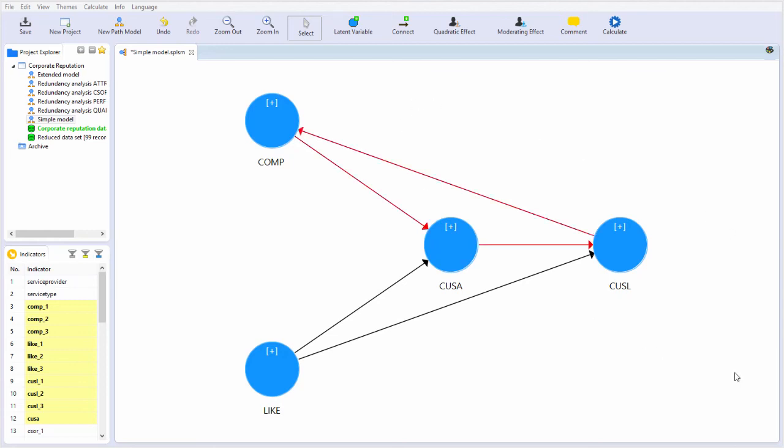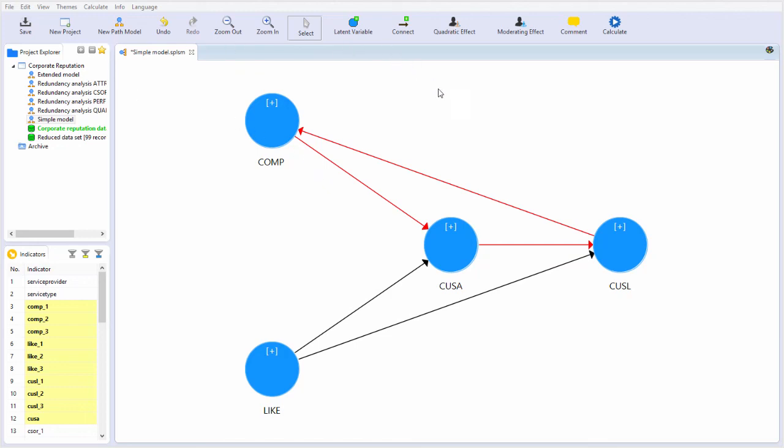For example, if we specified our structural model like this, where we're suggesting that corporate competency has a direct influence on customer satisfaction, and customer satisfaction has a direct influence on customer loyalty, but we also posit that customer loyalty has a direct effect on corporate competency. Note that this is a non-recursive relationship. It's going around in a circle. You can't do that in PLS. It's an error. And in fact, you cannot estimate such a model.